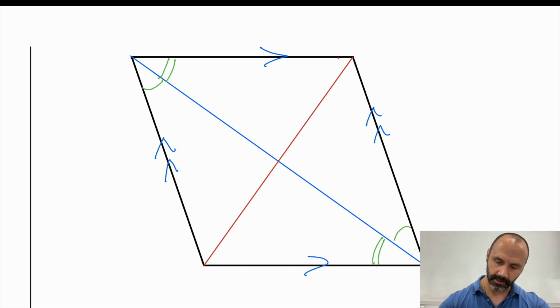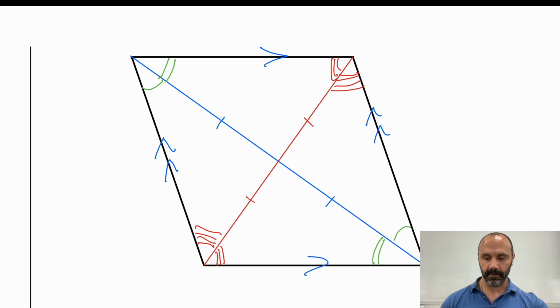I know that this angle is congruent to this angle, alternate interior angles. And then now I need four, right? 1, 2, 3, 4. This side is congruent with itself. This side is congruent with itself. They're congruent to each other. This side is congruent with itself. And so we've got a bunch of different things now. Again, we can prove that.